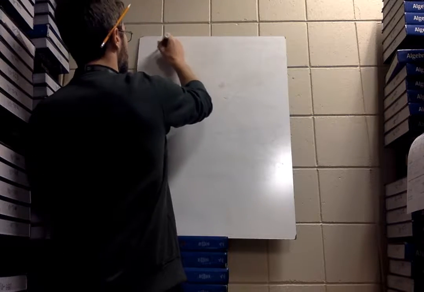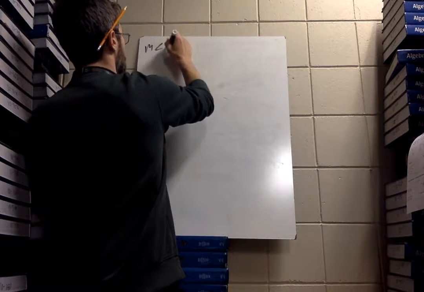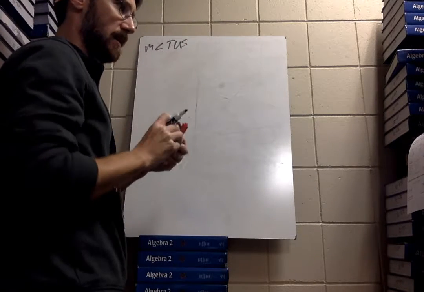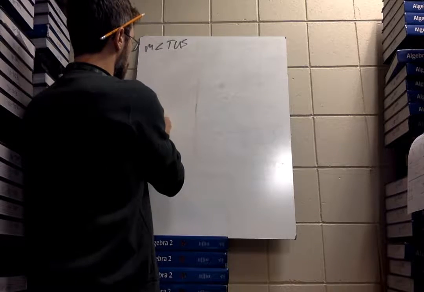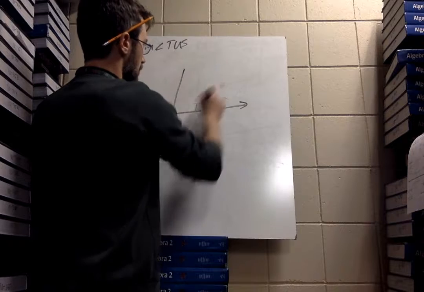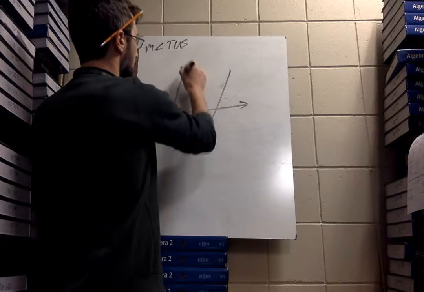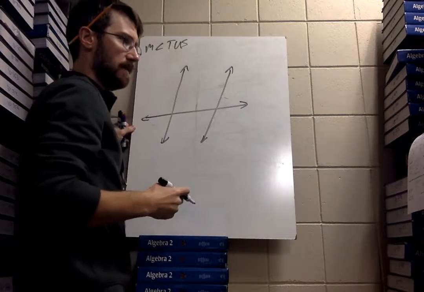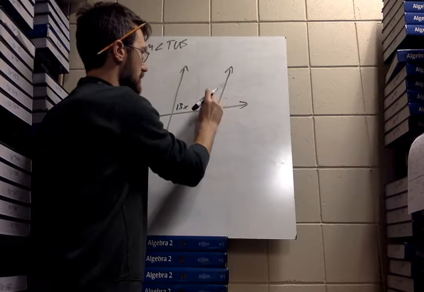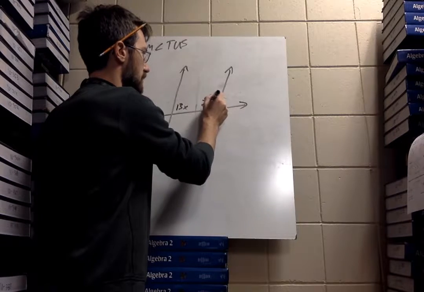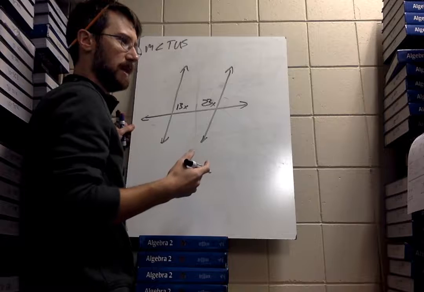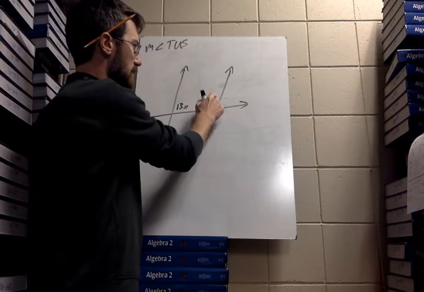This is asking us to find the measure of TUS. My big head's probably in the way. This one looks like this. Almost horizontal for the transversal, almost vertical for the parallels. This is 13x, this is 23x. And it's again asking us to find the measure of TUS, which in this one I guess would be this one right here.